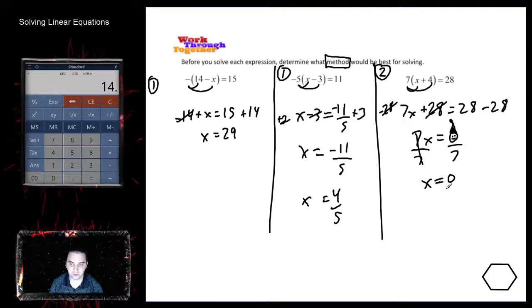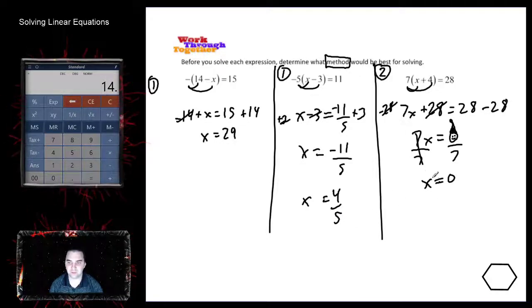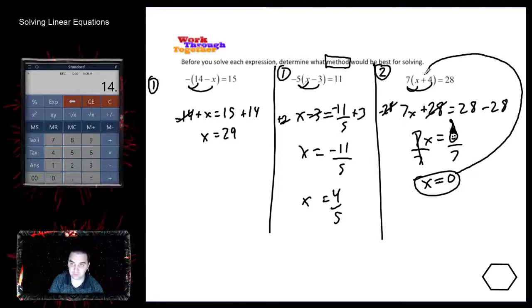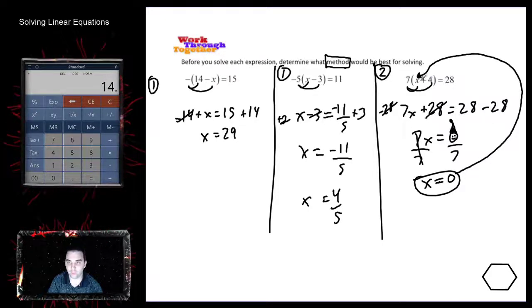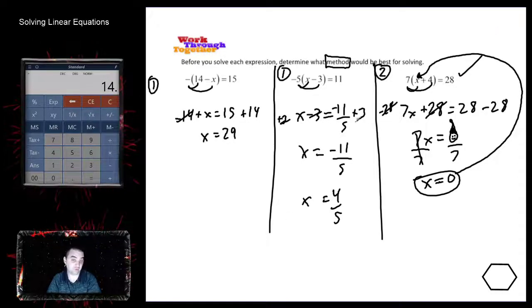And we can actually remember that you can always check your answers. And I'll just point that out here. If you feel like something's not right, check your answer. x is equal to 0. If we substitute it in, because we know how to substitute, it should balance out. 0 plus 4 is 4. 7 times 4 is 28. So 28 is equal to 28. Perfect. I know that that answer is correct.